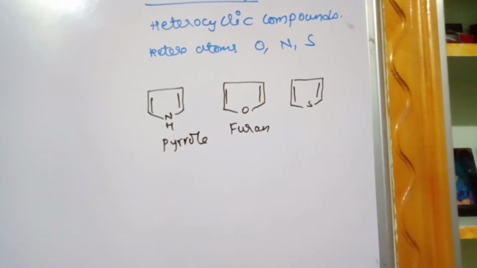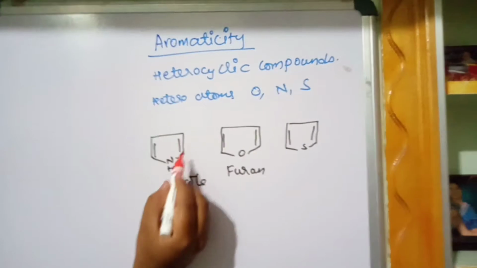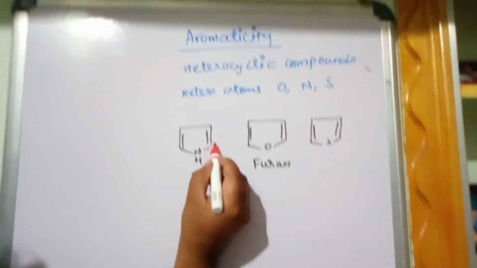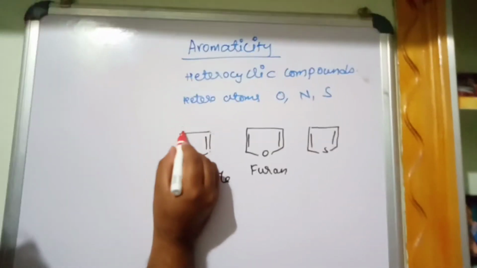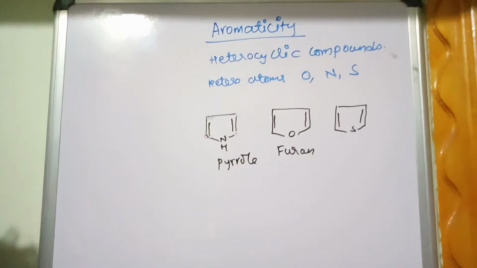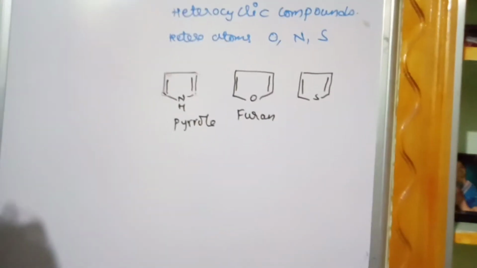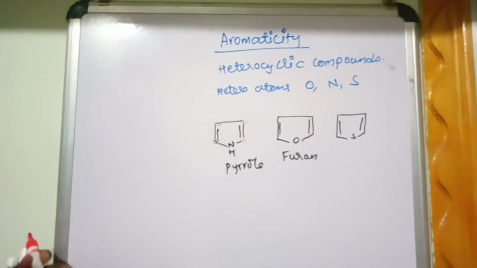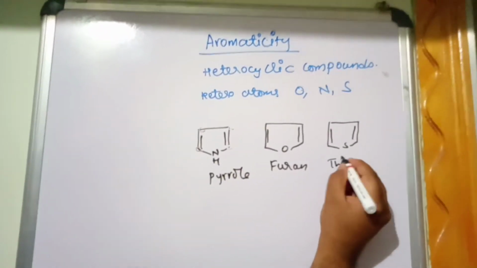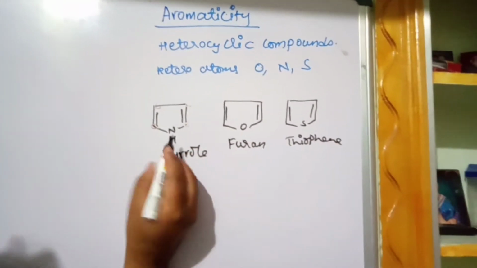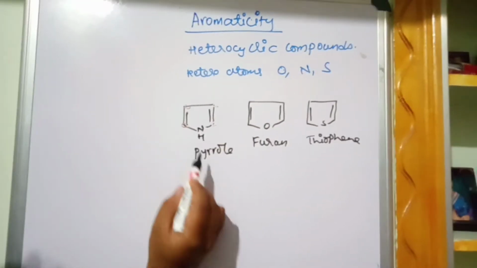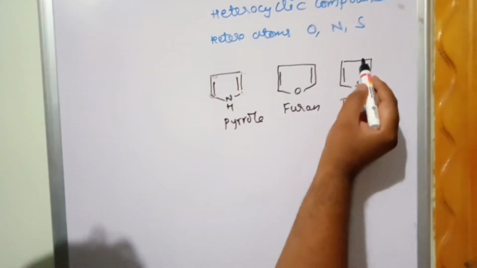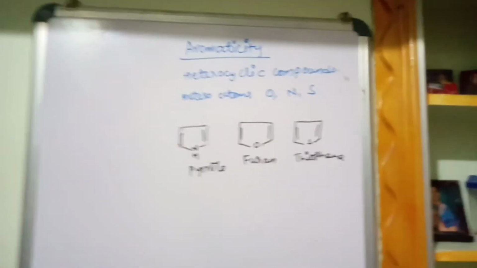Now if you see these 3 different heterocyclic compounds, in a 5-membered ring containing nitrogen, one of the carbons is replaced by nitrogen. Here there is a carbon, here a carbon, here a carbon, here a carbon, but one carbon is replaced by nitrogen. That is called a heterocyclic compound. This is pyrrole, this is furan, and this is thiophene. So what is pyrrole? A 5-membered ring containing nitrogen is called pyrrole. A 5-membered ring containing oxygen is called furan. A 5-membered ring containing sulfur is called thiophene.